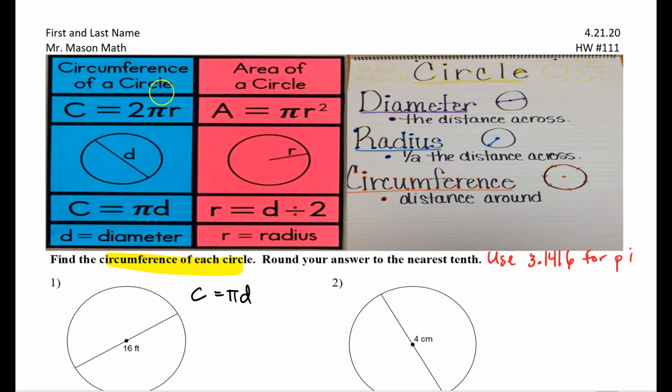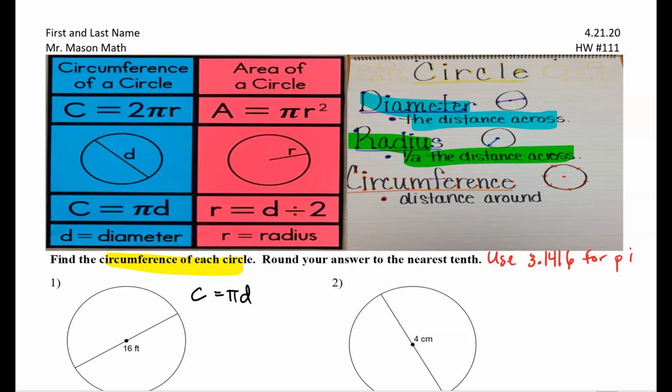So for the circumference of a circle, you've got two formulas. You've got C equals 2 pi r, or the easier one, which I'm highlighting right there, is C equals pi d, especially when given a diameter. What's a diameter again? Well, that is the distance across a circle. So all the way across is a diameter. A radius, on the other hand, is the distance that's halfway across. So if you go halfway across, that's a radius.